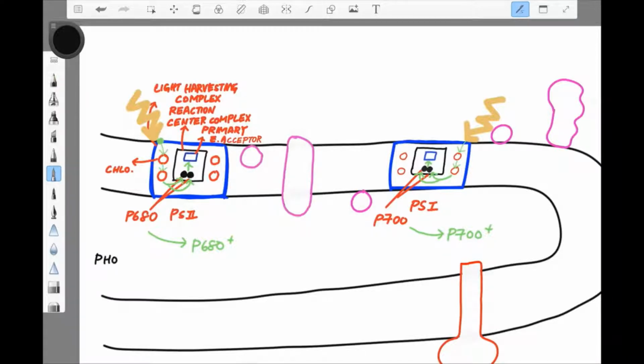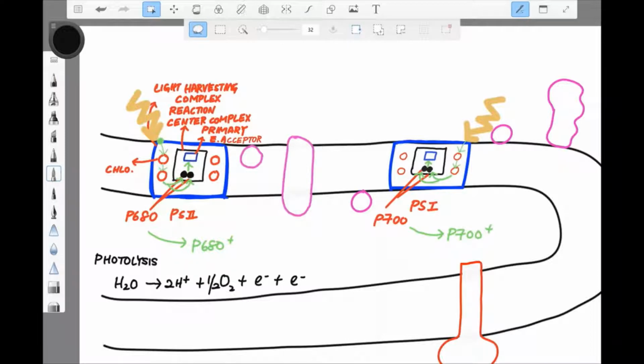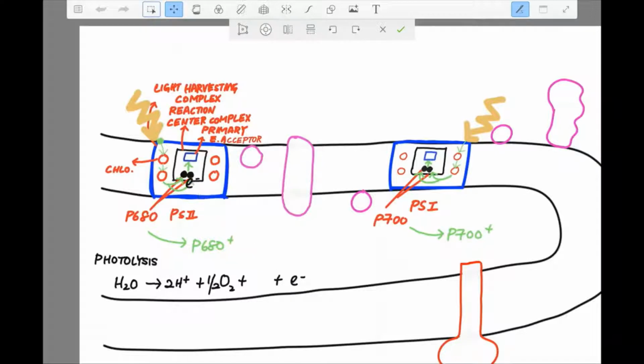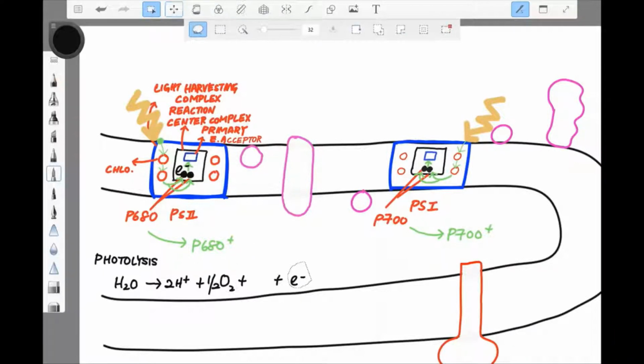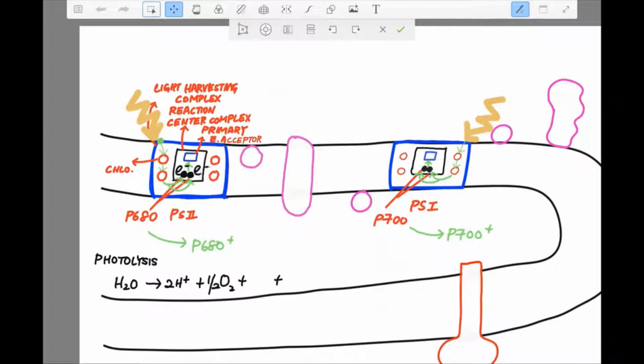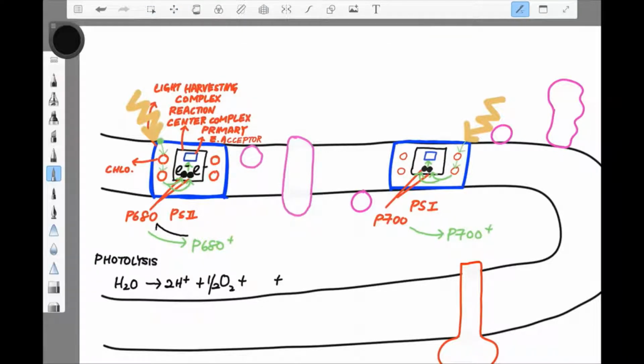PS2 gains its electron from a process known as photolysis. In photolysis, one molecule of water is hydrolyzed by enzymes into two hydrogen ions, half an oxygen gas, and two electrons. The electrons are supplied one by one to the pair of P680+. P680+ is now reduced and becomes P680.